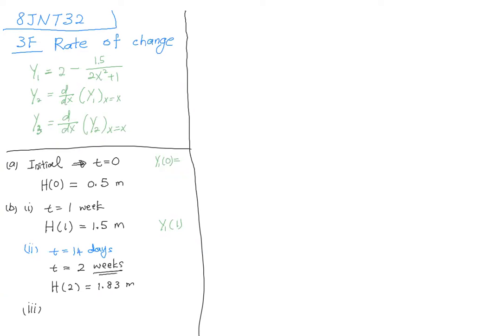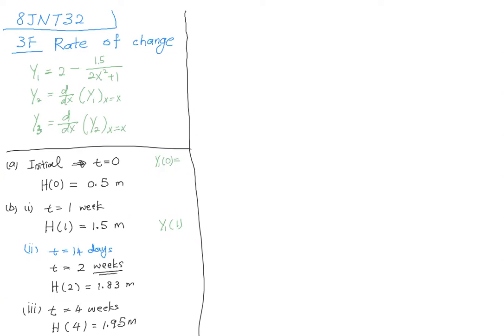Part 3, T is equal to 4 weeks. This one we can straight away put into our graphic calculator, so we put H4. Chunyi, what is the height of the tomato plant after 4 weeks? 1.95 meter. Very good. So we know that the tomato plant keeps growing.